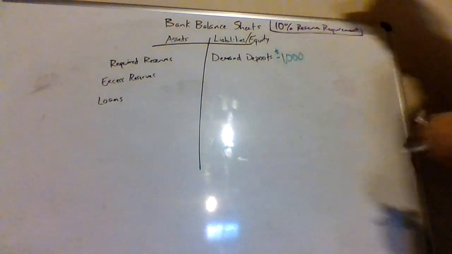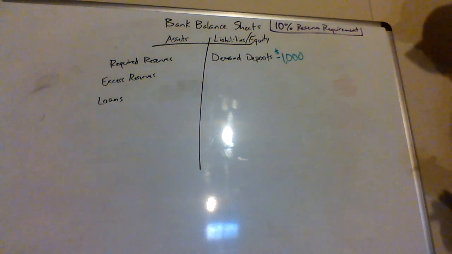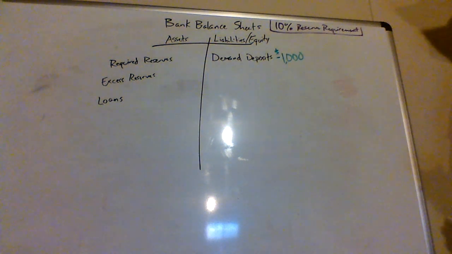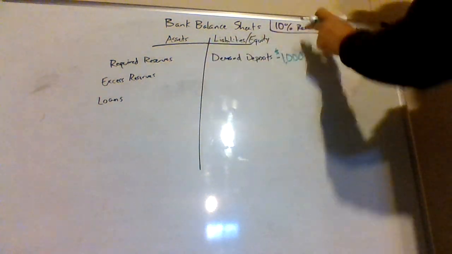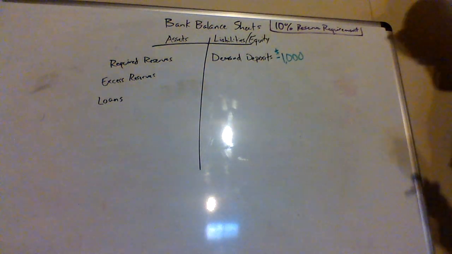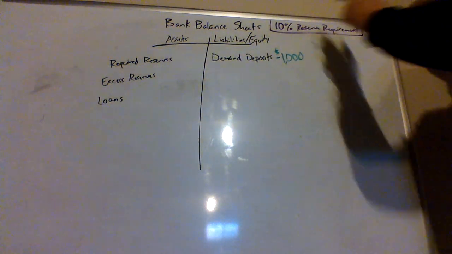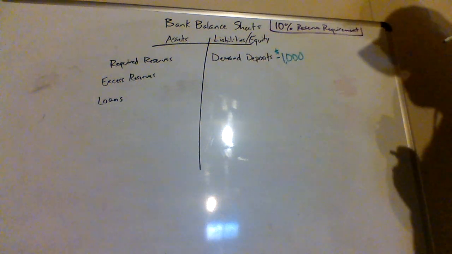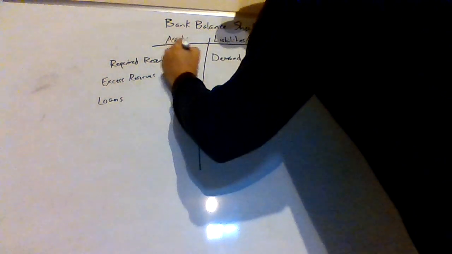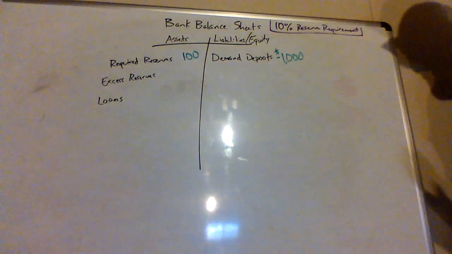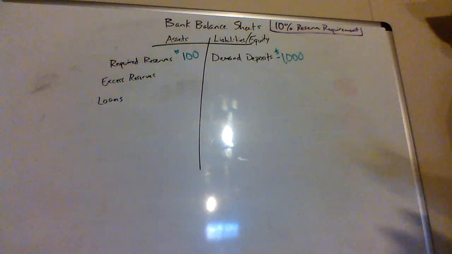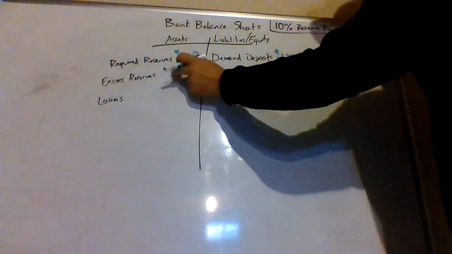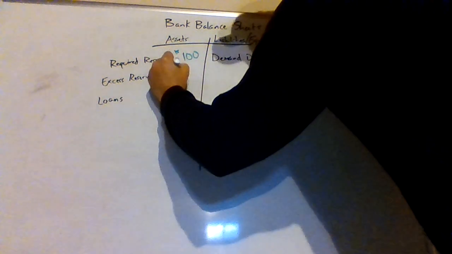Now the bank has to do the math and figure out how much money they're allowed to loan out. How much they're allowed to loan out is going to be their excess reserves. They've also got to figure out how much they have to keep in the safe at all times. Well, 10% of $1,000 is $100, and they've got to hang on to that all the time, no matter what. So that means they now have $900 that they can loan out.